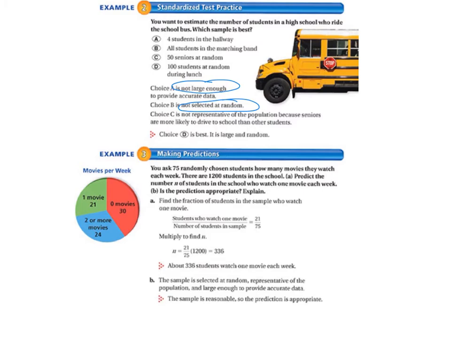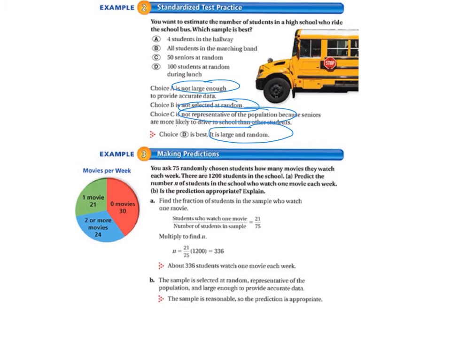Choice C is not representative of the population because seniors might be more likely to drive to school rather than other students because they're older. So again, they have something in common. So you would want choice D because it is large, it's 100 students, and it's random. You're not picking just one certain group of students.